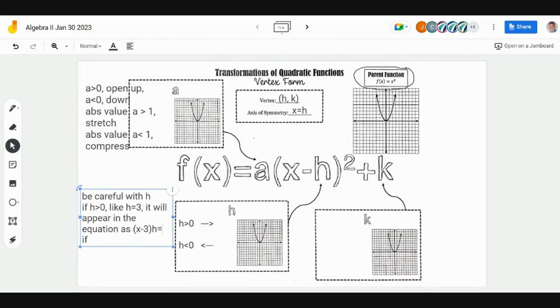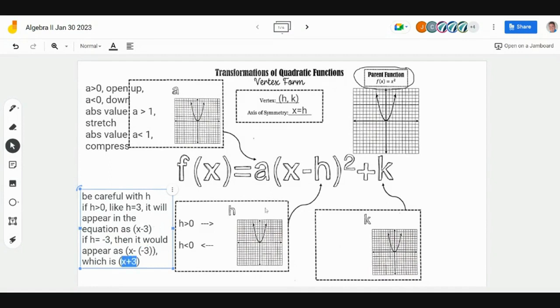If H equals negative 3, then it would appear as X minus negative 3, which is X plus 3. So you're going to see a plus 3 in the equation if H is negative, because it's X minus whatever H is. So if H is negative, it's going to show up like that.